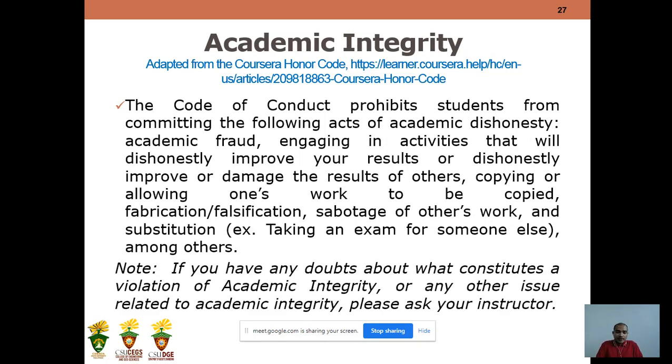So if you have any doubts about what constitutes a violation of academic integrity or any other issue related to academic integrity, please ask me as your instructor. So if you see your classmate doing something that is not proper or unnecessary, you can ask me, tell me, sir, there is something wrong.